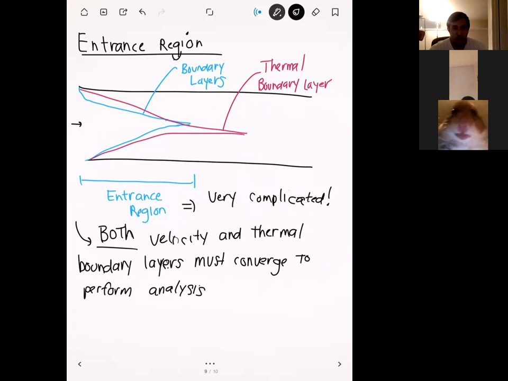We're not going to do anything for that in this class, because in this class we're just going to assume everything is fully developed. But if you are going to be doing this kind of convection thermal analyses in practice, I want you to be aware of this phenomenon. Okay. All right. Any final questions on internal convection before we move on to free convection?